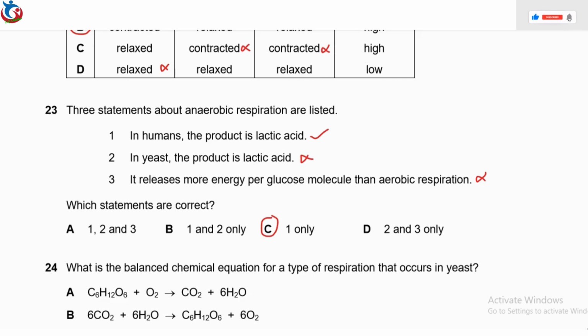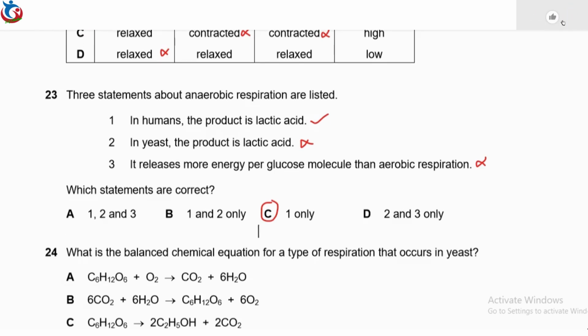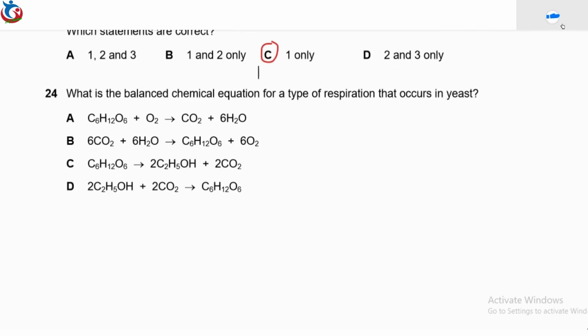Okay, so we'll now move to question 24. Question 24 says, what is the balanced chemical equation for a type of respiration that occurs in yeast? First of all, you need to know that it is an anaerobic respiration, without oxygen. So automatically on the reactant side, there should be no oxygen. That makes option A wrong. And then, it does not involve water molecules. That makes option B wrong.